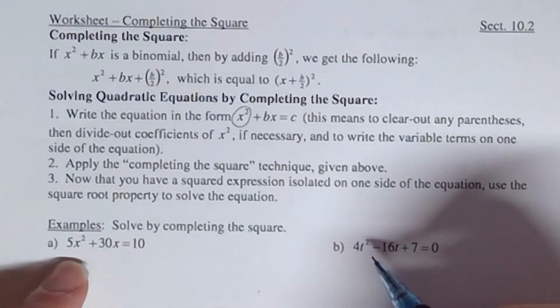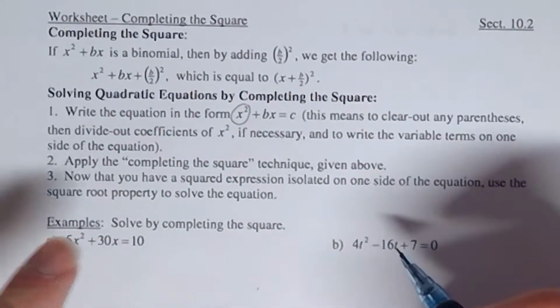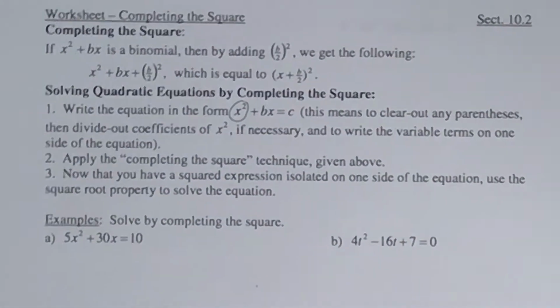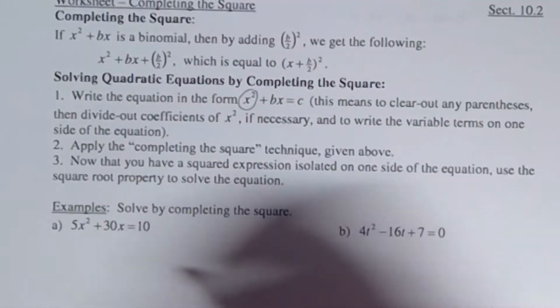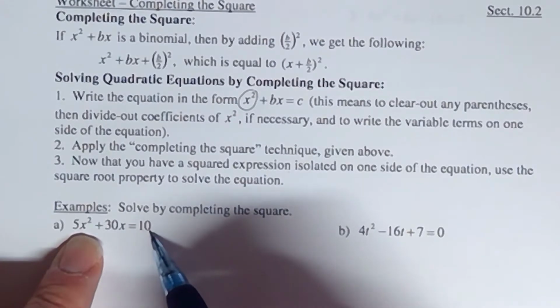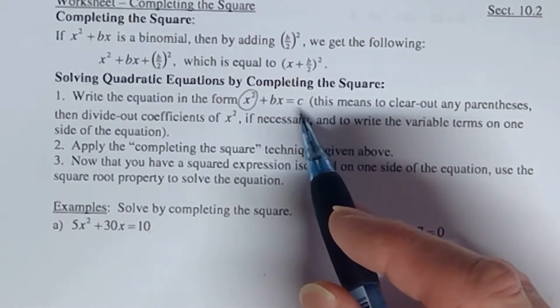You can't have a number in front of it. You can't even have a negative sign in front of it. It just has to be x squared and t squared. So how do we do that? And by the way, notice that we already have the x squared term and the x term on one side of the equal sign, and the term that doesn't have the variable in it on the other side, just like they want us to.